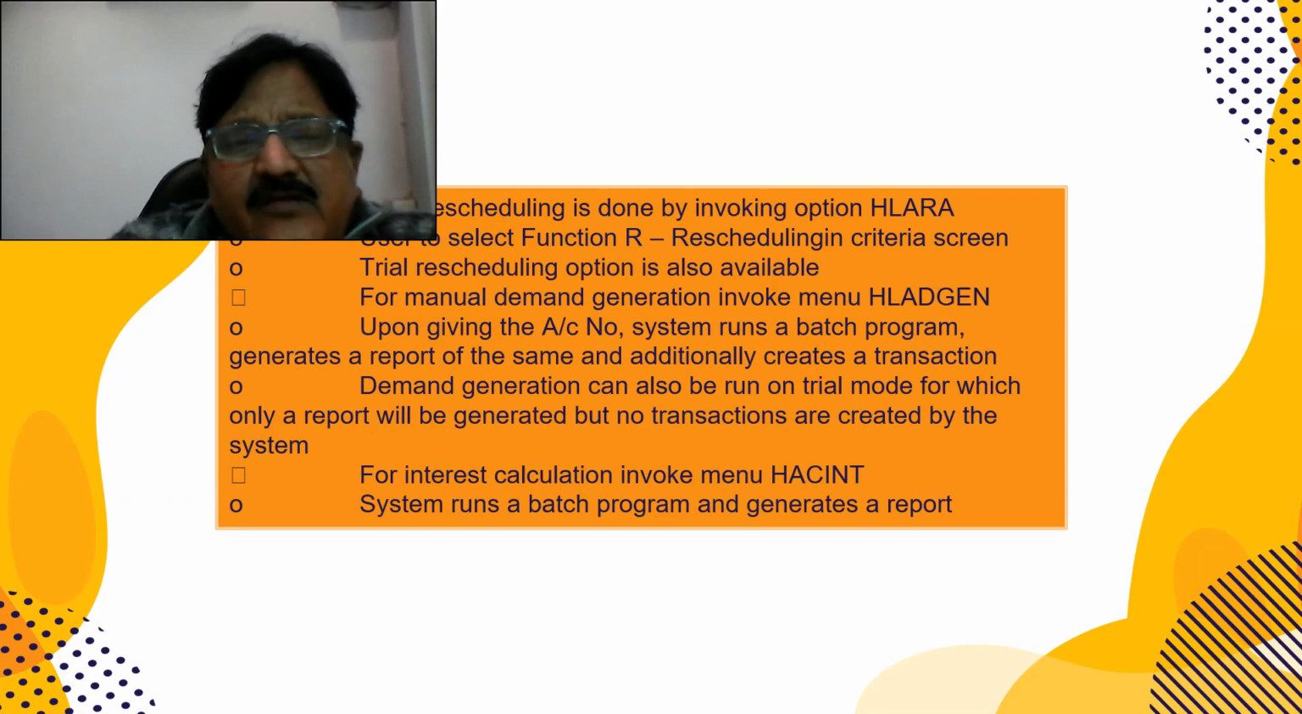And for interest calculation, to see how much interest has been charged, the command is HACINT. The system will run the batch program and you can generate a report by typing in the menu option HPR. Print report, right? HPR.